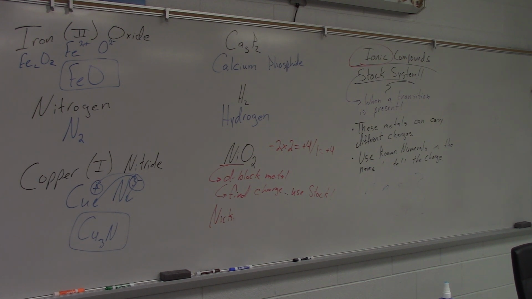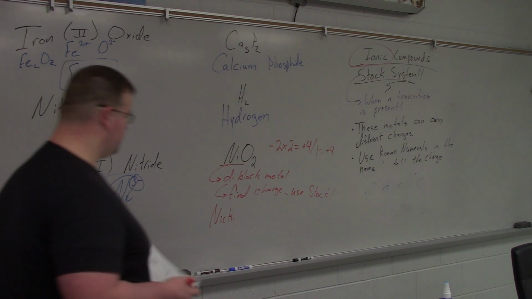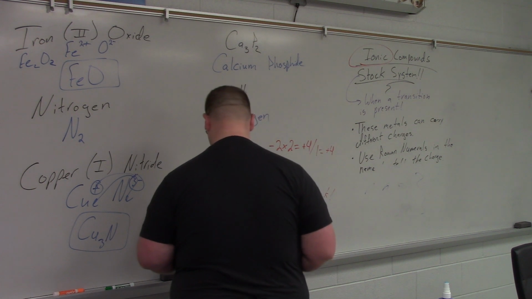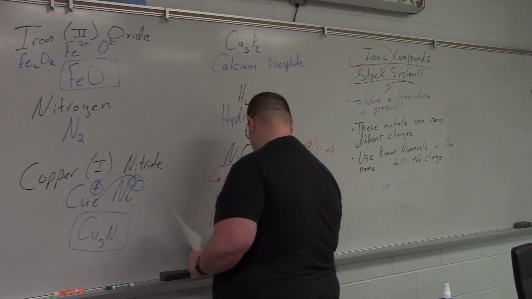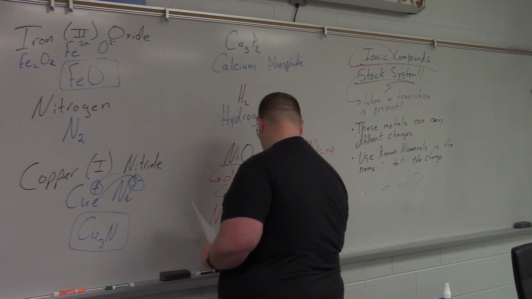How do you tell the charge on the D block? It's a transition metal. You have to find the charge. I either give you the charge, or you have to find it. So it's a transition metal. They only have one nickel, so the charge has to be 4.